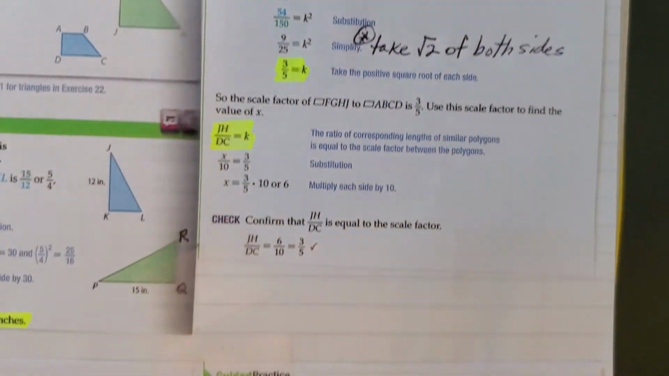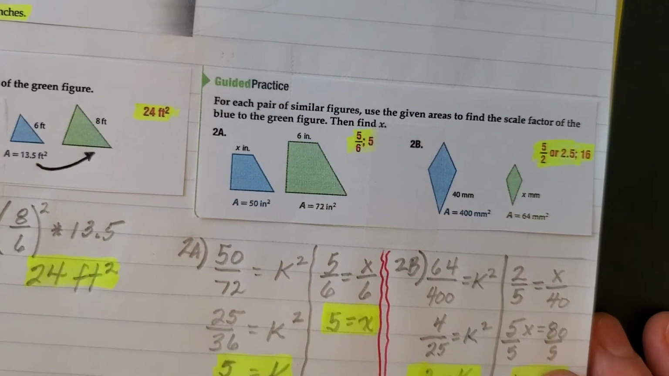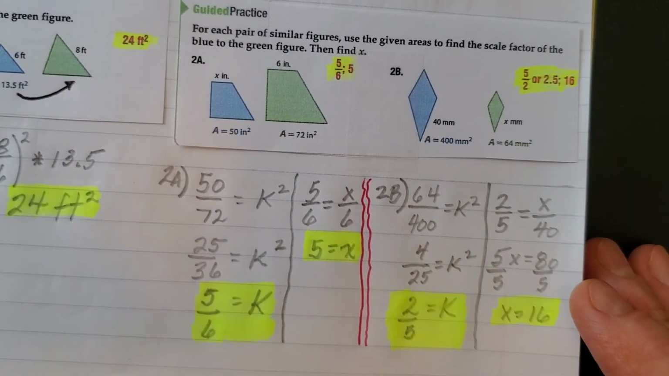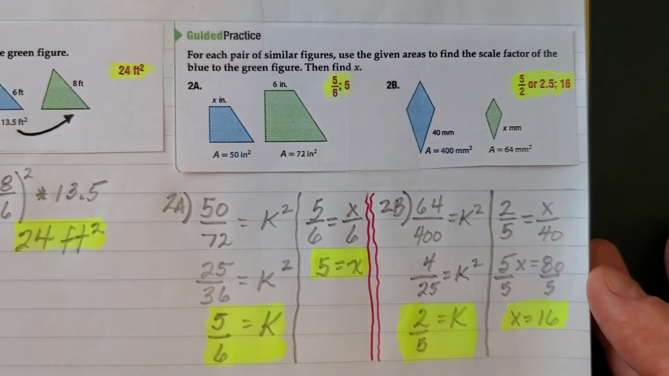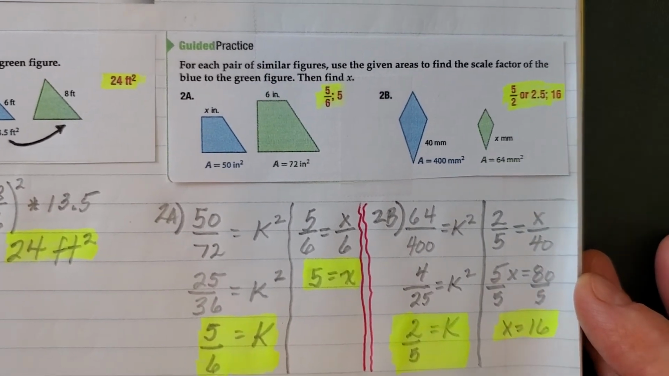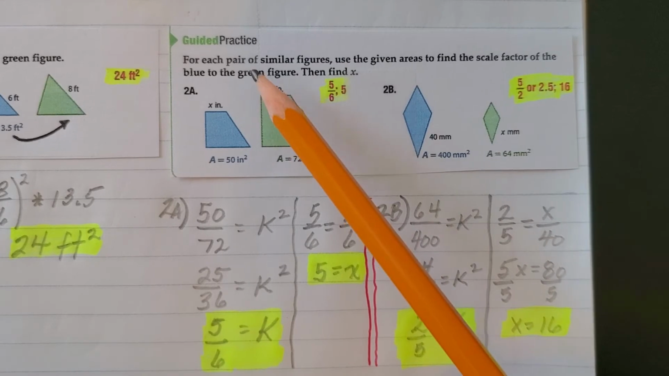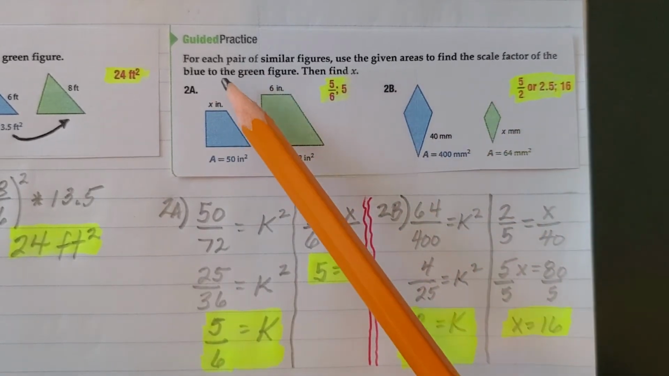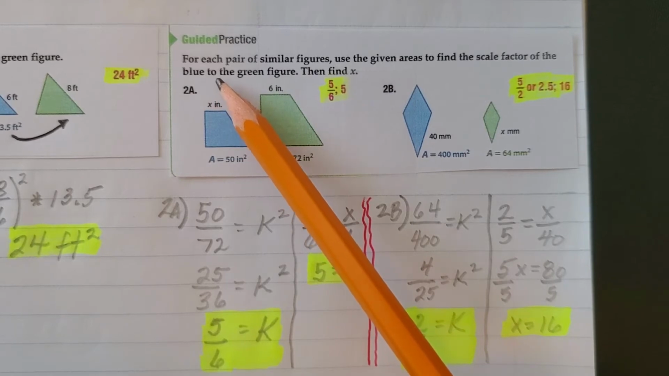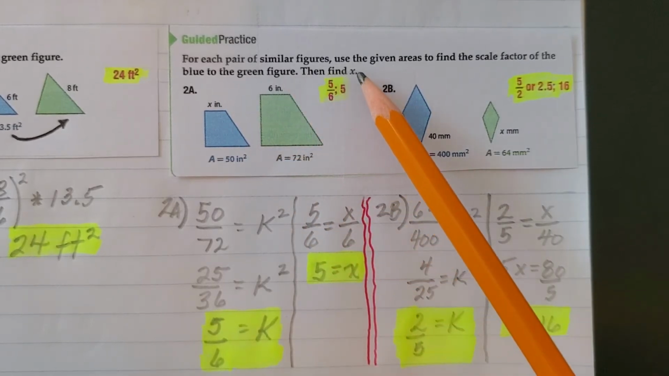Here are 2 examples at the bottom. Let me see if I can get both examples in one picture. Here we go. See if that's square. Good enough. Okay, so for each pair of similar figures, use the given areas to find the scale factor of the blue to the green figure. Then find x.